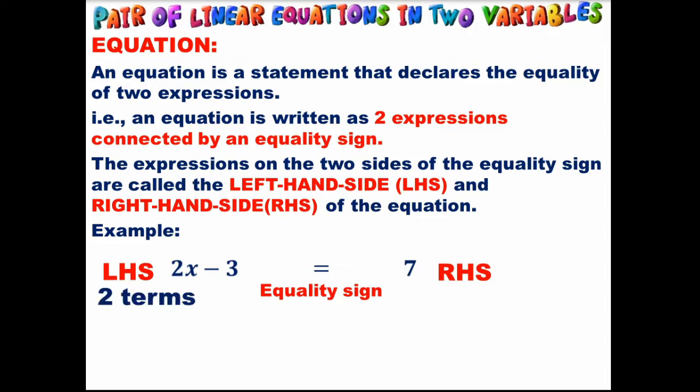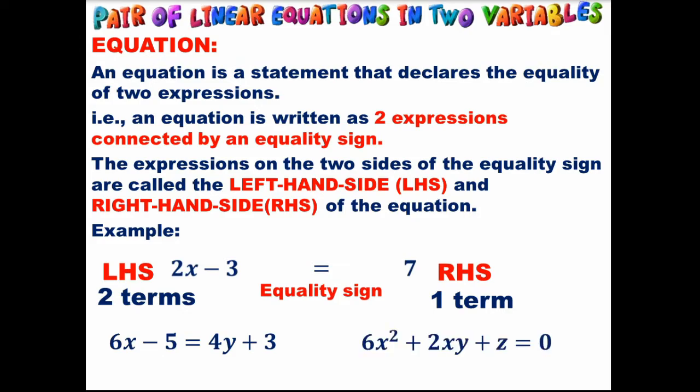And see, the left hand side contains two terms and the right hand side contains one term. So the number of terms doesn't matter here, only the values matter, right? Okay, now a few more examples are 6x minus 5 equals 4y plus 3, and 6x square plus 2xy plus z equals 0. Okay, now let's see something interesting about equations.